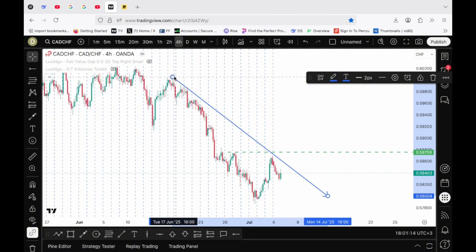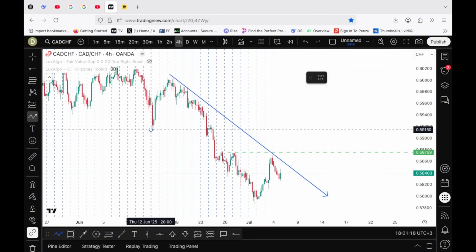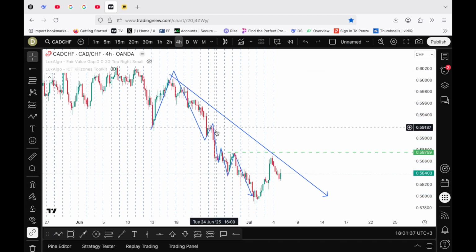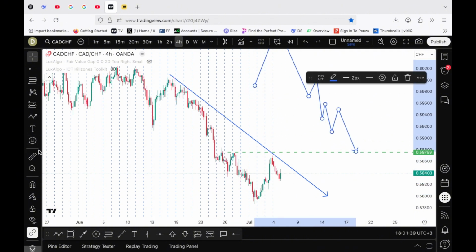So generally the market has been moving downward, based on Dow theory, making lower lows, making lower lows again, again. That's what the market has been doing. So generally, the market has been in a downtrend.